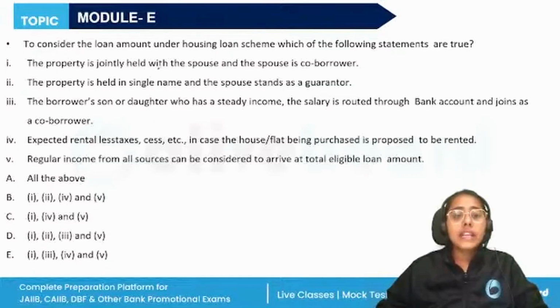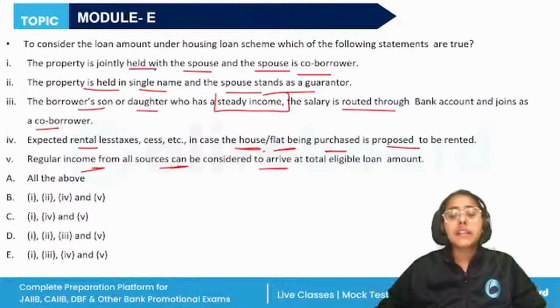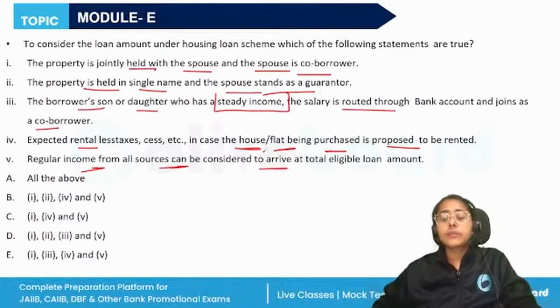The property is jointly held with the spouse, and the spouse is a co-borrower. The property is held in a single name, and the spouse stands as a guarantor. The borrower's son or daughter who already has a steady income, the salary is routed through the bank account, and joins as a co-borrower. Expected rental less taxes, cess, etc., in case the house or flat being purchased is to be rented, and the regular income from all sources can be considered to arrive at the total eligible loan amount.